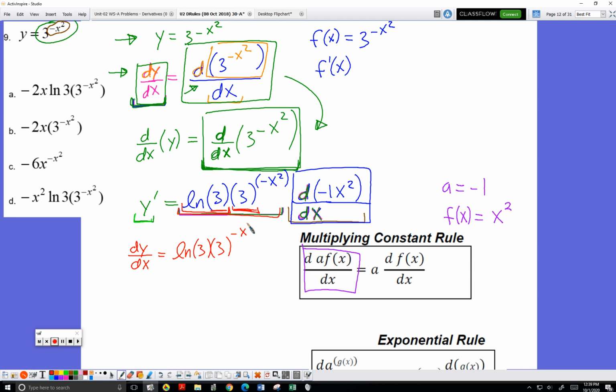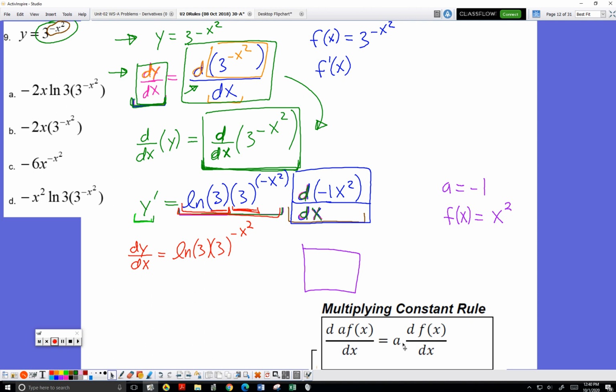You really don't need parentheses up there if you don't want them. That's okay. Let's move this out of the way. The multiplying constant rule is the easiest one to memorize because all you do is pull out the constant. So now I have -1 d over dx of x squared.